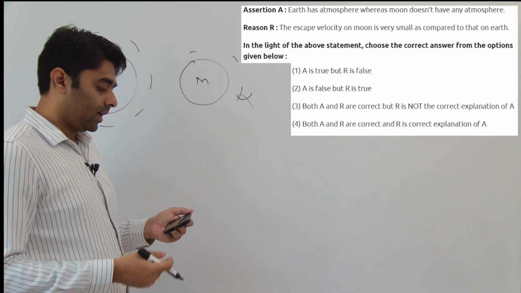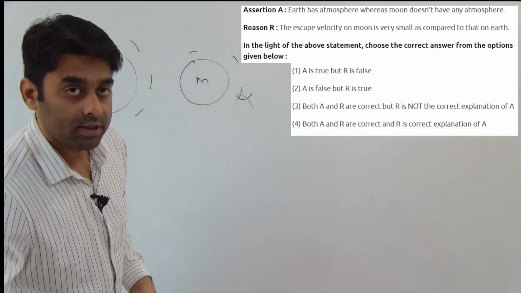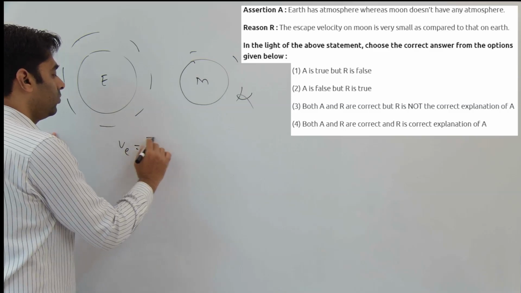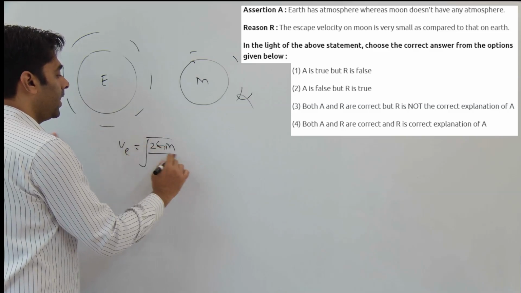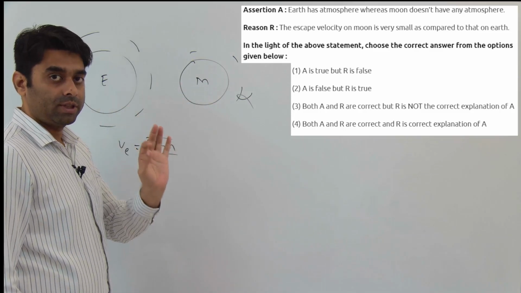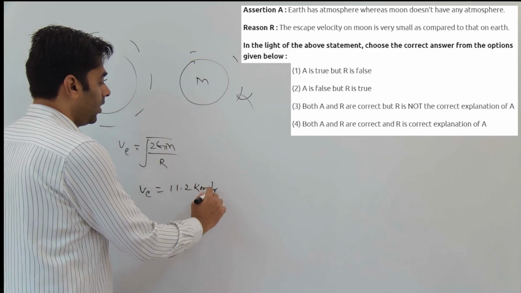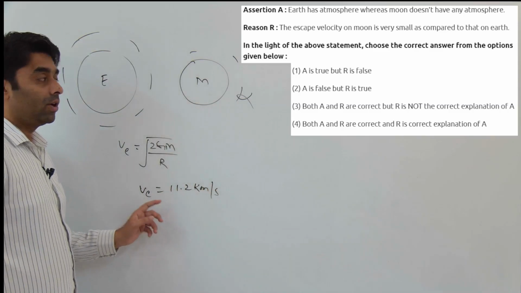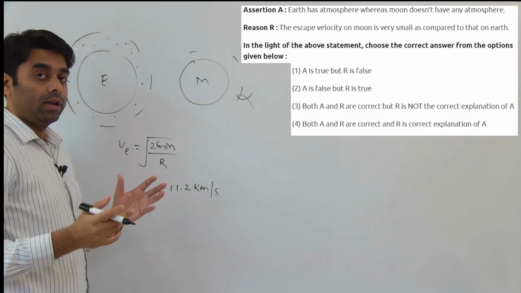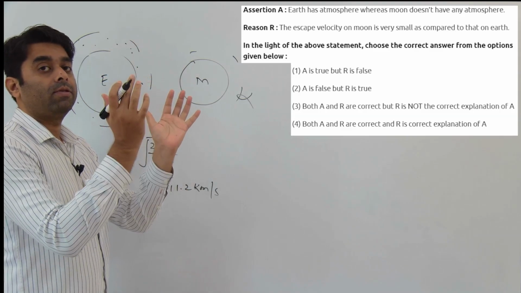Reason R says the escape velocity on the Moon is very small as compared to that on Earth. Yes, this statement is right, because escape velocity is root over 2GM by R, and the mass of Earth is very large as compared to the mass of the Moon. As factual information, escape velocity on Earth is 11.2 kilometer per second. This is very large for the gas molecules present in the atmosphere, and they are unable to escape from the Earth's surface.